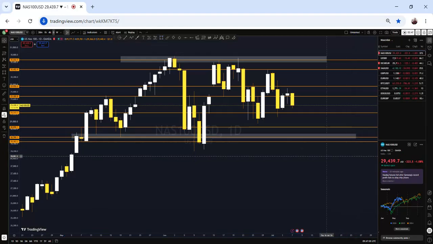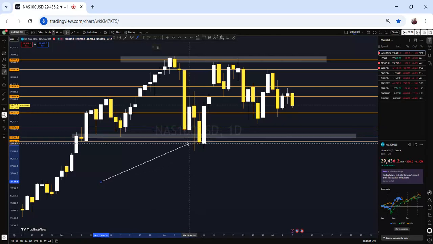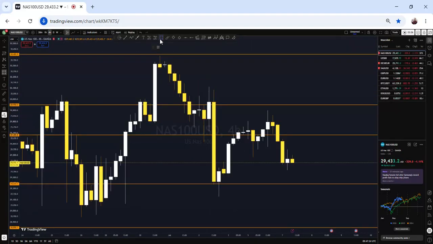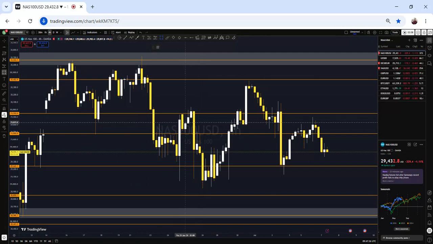So what did we get? As you can see now, price already tested here, went up, tested this zone, failed to break there, came down, tested this zone again, failed to break here, then came up, tested this zone again, failed to break this higher zone. So now we are going to go to the 4-hour time frame in order to zoom more into the charts to see what is happening.